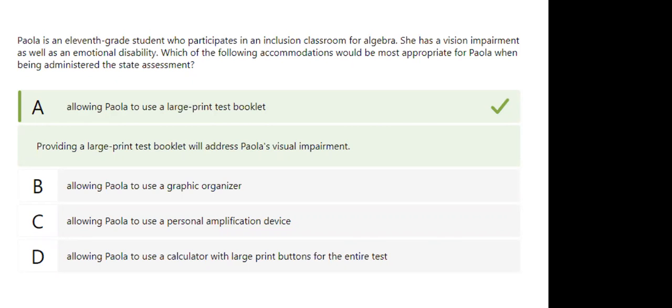It does not say in the information we were given that she struggles with algebra. It just says that she has a vision impairment. So this is one of those times where we don't want to read more into the question than what is already stated.